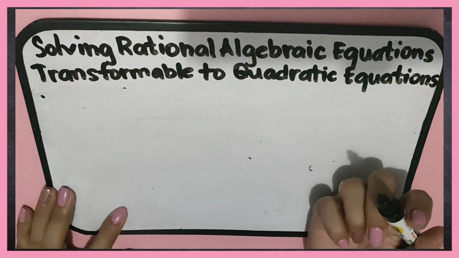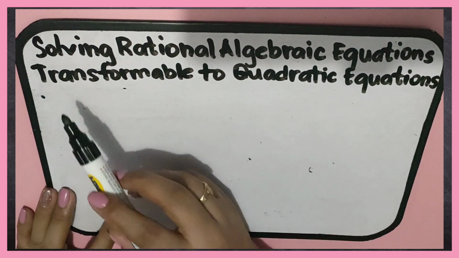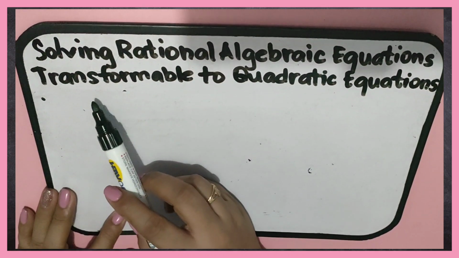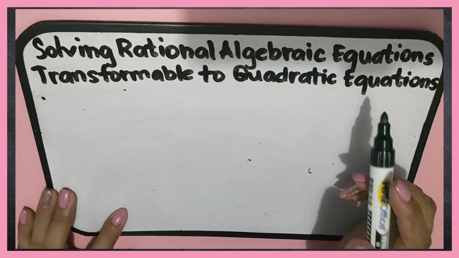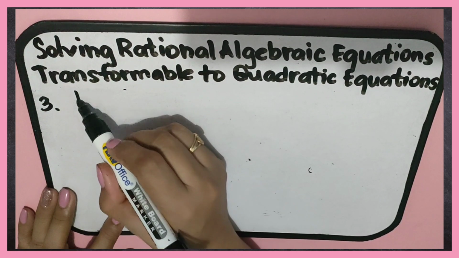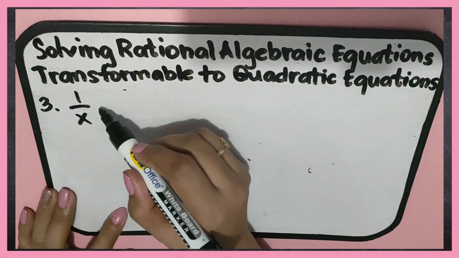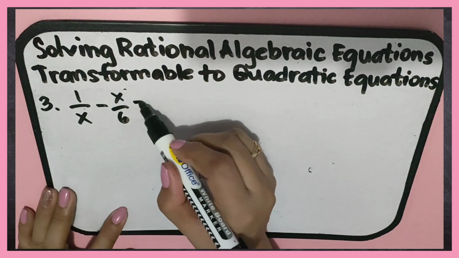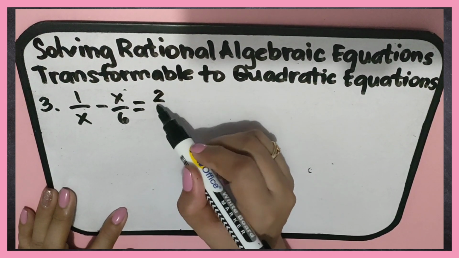Okay, let us continue our discussion. We have solving rational algebraic equations transformable to quadratic equations. Let us have example number 3. So we have 1 over x minus x over 6 equals 2 over 3.